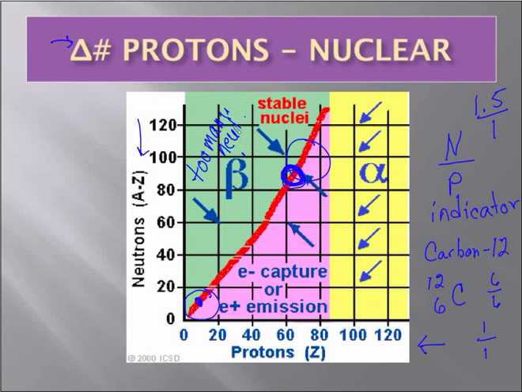Too many neutrons. There's my mind ahead of my mouth, ahead of my hands again. Sorry about that. And down here is where we have too many protons. Too many protons. And out here, they're just too big altogether, as we'll see. And so those are going to undergo some sort of decay process to reach stability.